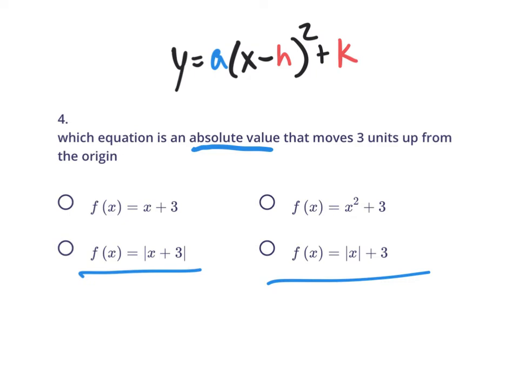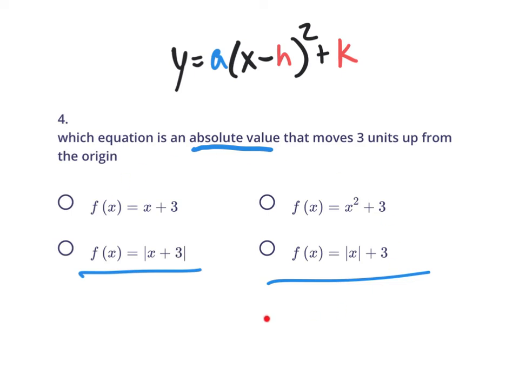So remember, h is always inside parentheses or absolute values or square roots or whatever type of problem you're dealing with. H is always with x, and it's always being subtracted from x, and that produces a shift left or right. So out of these two options that we have that are absolute value equations, this one actually has a shift of 3 units to the left because this is an h value.